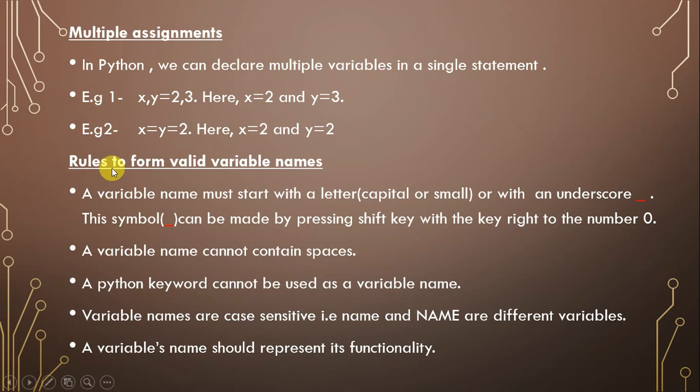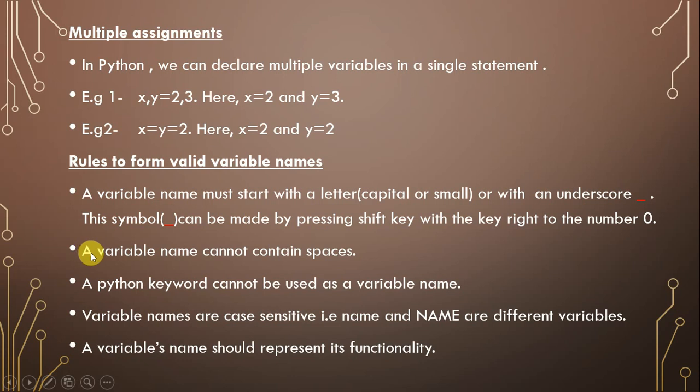The value of both the variables is the same, that is 2. Now there are some rules to form valid variable names, or you can say identifiers. The first rule says a variable name must start with a letter. The letter can be capital or small, or with an underscore. This is the symbol of underscore, and it can be made by pressing the shift key with the key right to the number 0, both keys together. Except this underscore, no other special symbol like @ or hashtag or dot is allowed in Python programming.